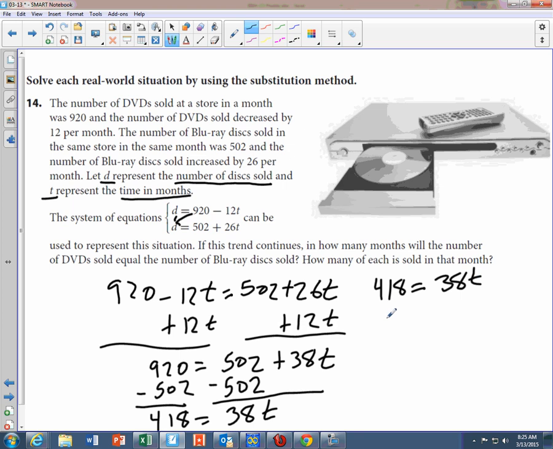Priscilla, what do I do to both sides? Divide by what? 38. Again, help me out, guys. How many t's is that worth? Is it 11? Okay. Am I done? No, I know t is 11, but I don't know what d is. I got to take that 11 and put it in for a t.